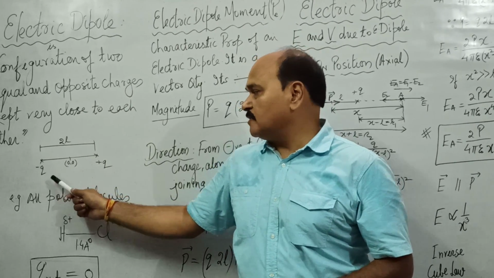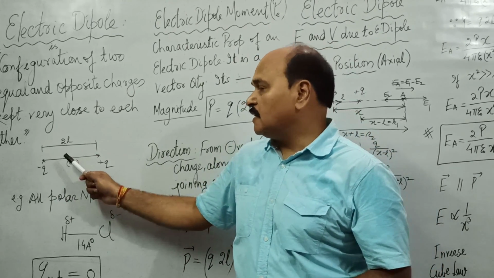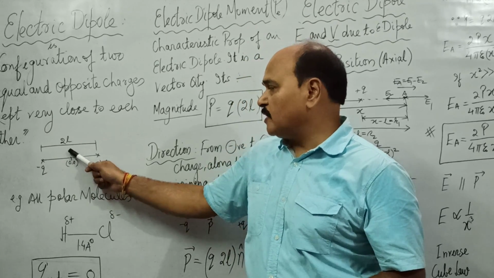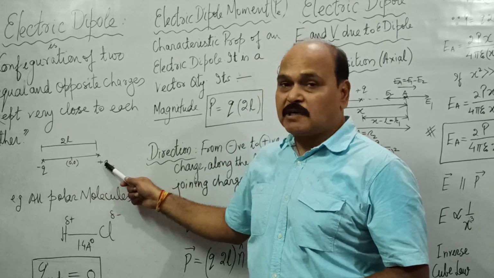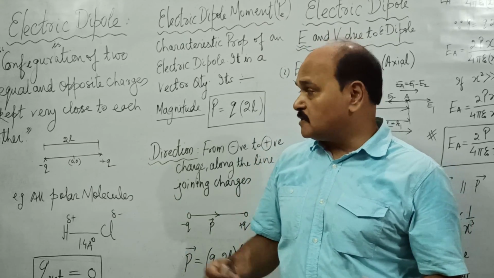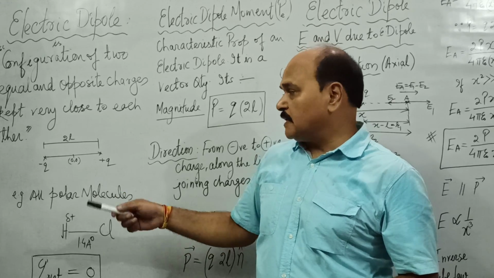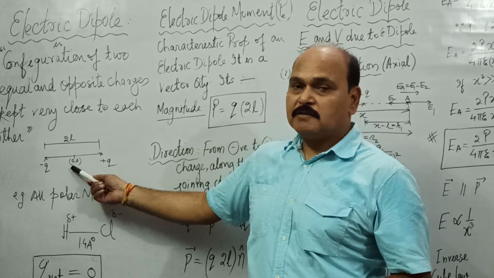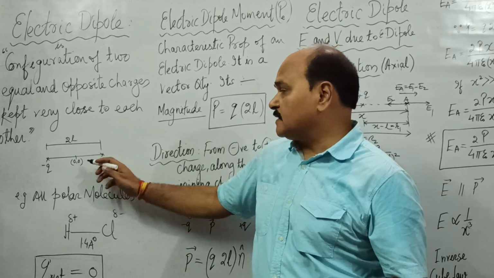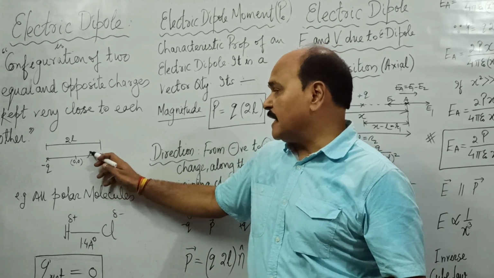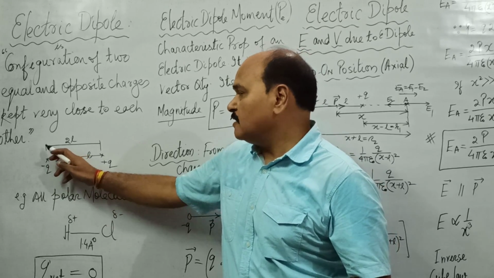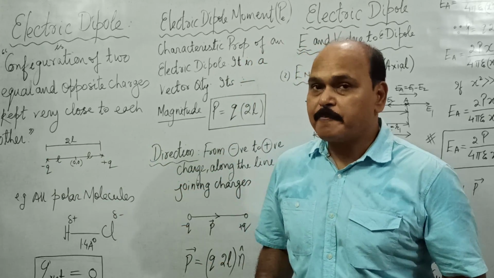This is minus q, this is plus q charge, and the distance between them is written as 2l. This point, which is the center of the line between the two charges, is called the reference point or origin, and we measure all distances from here. That is why we write this distance as 2l. The right side of this reference point is l, and the left side distance from this reference point is also l. So this distance is 2l.